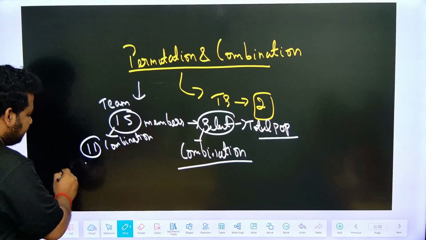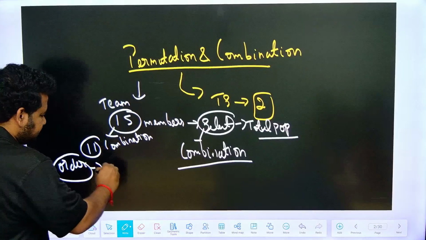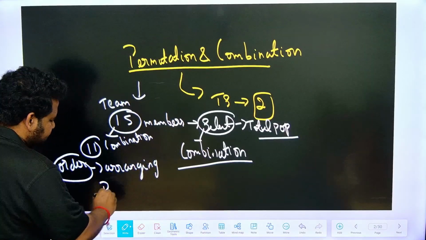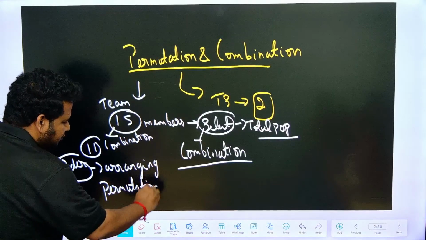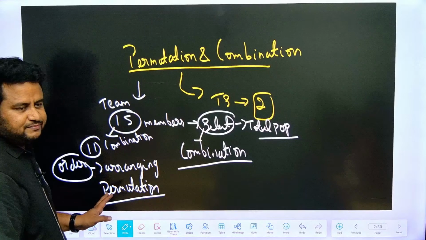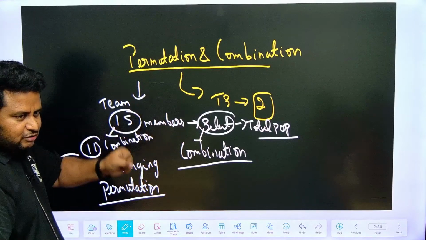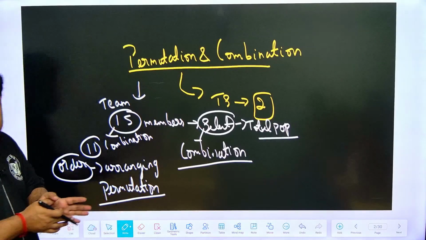This 11 you will give the proper ordering, the proper arranging. For this you use permutation. Understood? Now got clarity? This is called permutation. So for selecting something and then arranging: for selecting you will use combination, for arranging you will use permutation. This is the basic thing you must know.